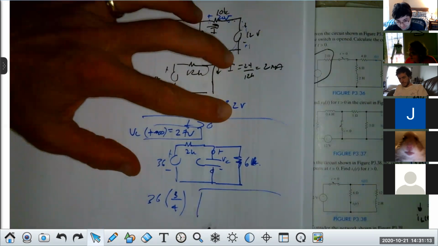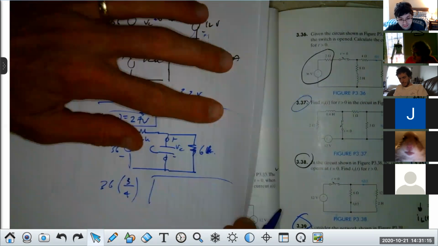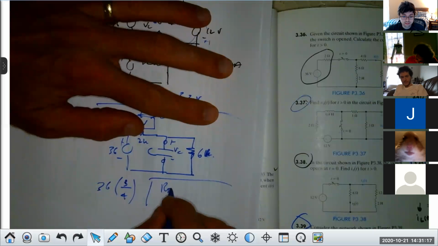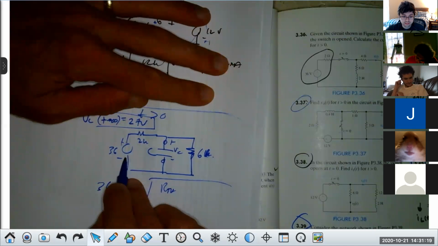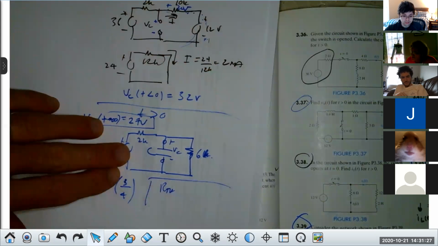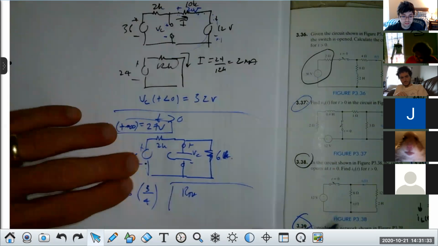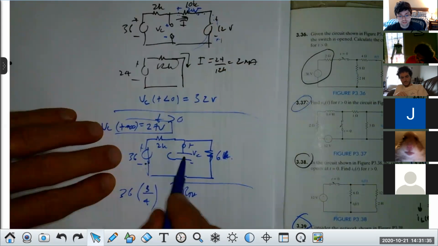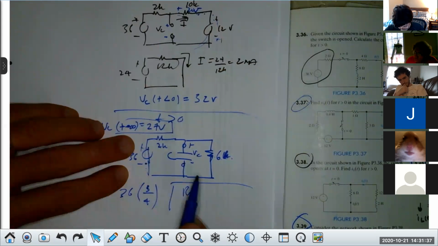What's that going to be? What do we do with this source, first of all? Turn it into a short. We short it, right? When that's shorted, what do we have? Isn't the 2K in parallel with the 6K? When this shorts, doesn't this have 2K in parallel with 6K across that capacitor? Yep. And what would R Thevenin be then?